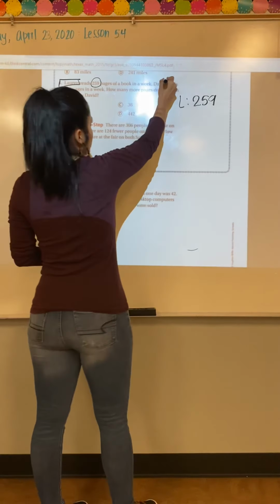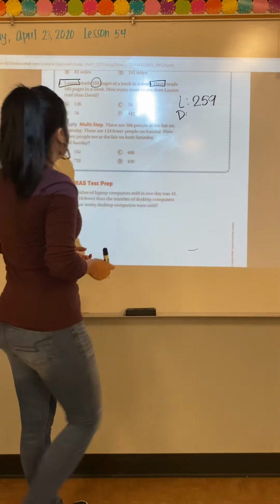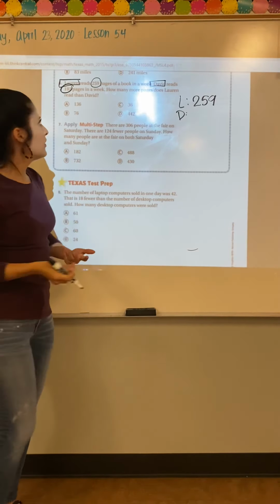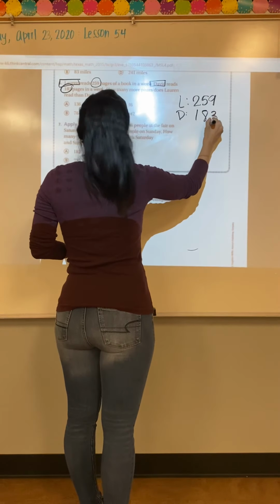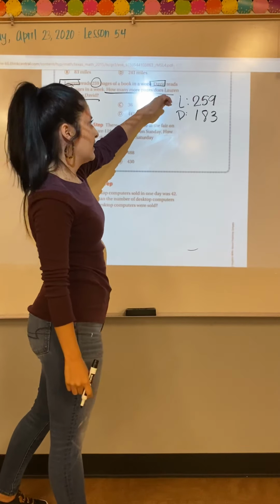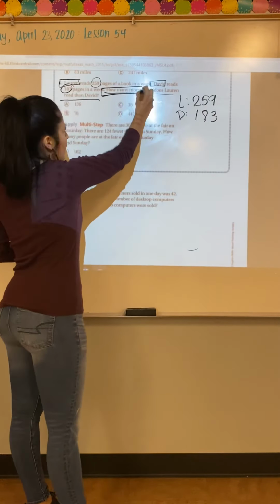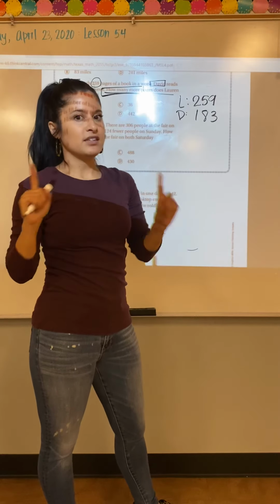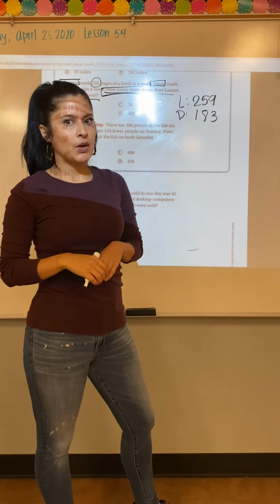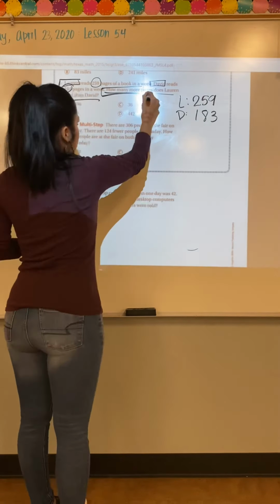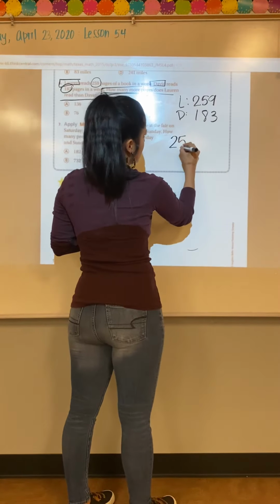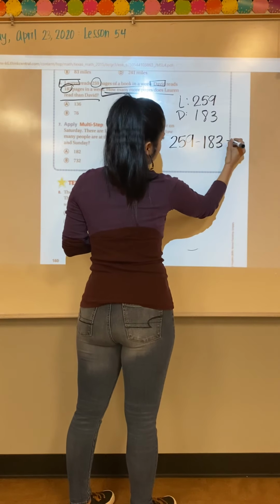David, different story character. Well, David reads 183 pages in a week. They gave that to me. Okay, great. How many more pages does Lauren read than David? Now that keyword, how many more? That means I'm finding the distance between two numbers. I'm finding the difference. I'm comparing them. So what operation are we going to be using here? Subtraction. Okay, now if I'm going to be subtracting, I know that my equation is 259 minus 183.